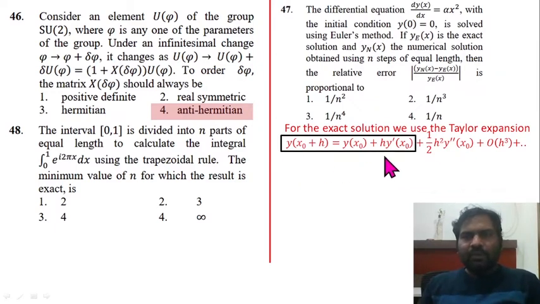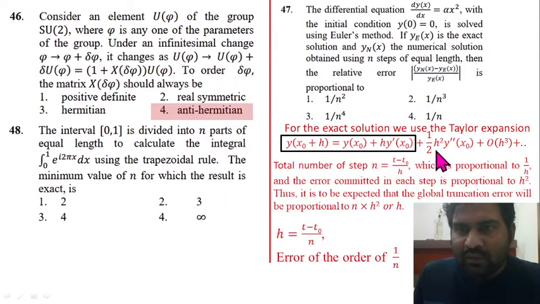So this particular term, y(x naught plus h) is equal to y(x naught) plus h y prime(x naught), is the Euler solution. Taylor's expansion shows the complete exact solution up to this truncation. If I take only this part, then this is Euler's method. So in Euler's method, the local error is of the order of h squared in each step.